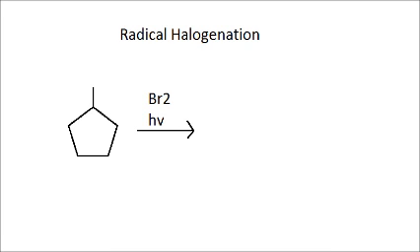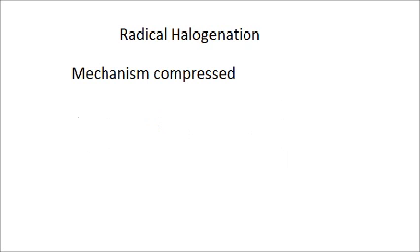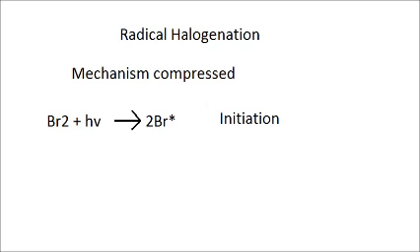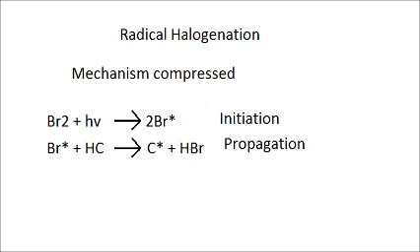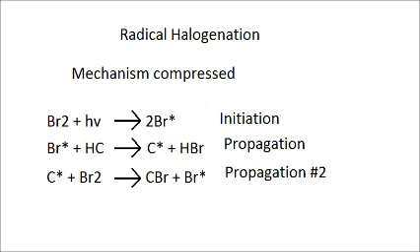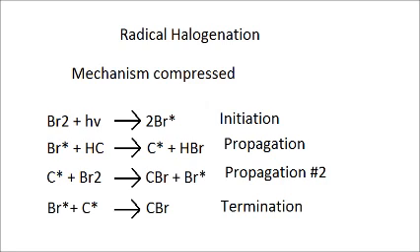Let's look at methylcyclopentane and the bromination thereof. That bromine is always going to go to the tertiary carbon. Let's look at the mechanism. We're going to compress it just for the sake of time. Bromine is split by light, creating two bromine radicals. This is known as initiation. Those bromine radicals react with hydrocarbons to form carbon radicals and HBr. That's known as propagation. The carbon radical then reacts with another molecule of bromine, propagation step number 2. And then termination, where a bromine radical reacts with a carbon radical to form the bromide.